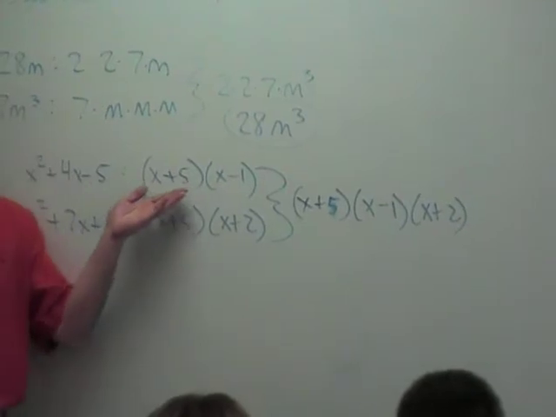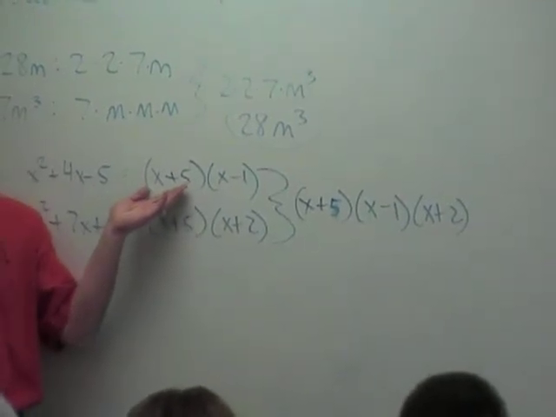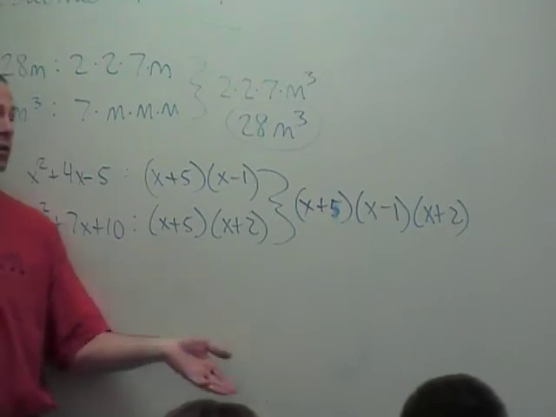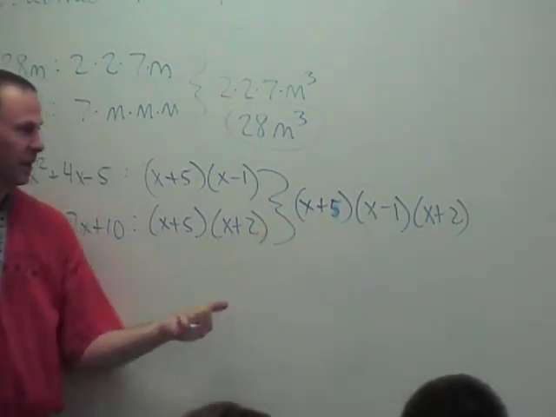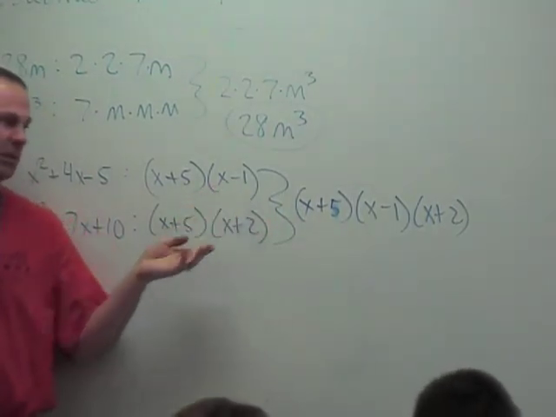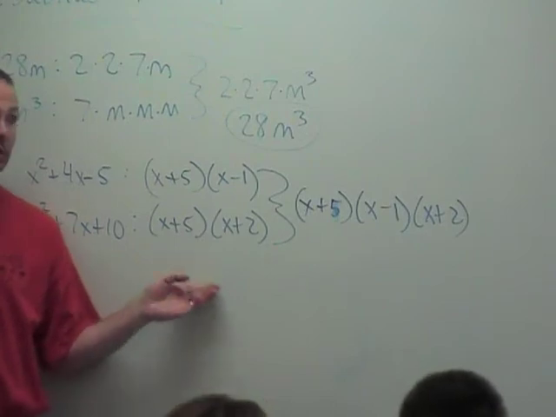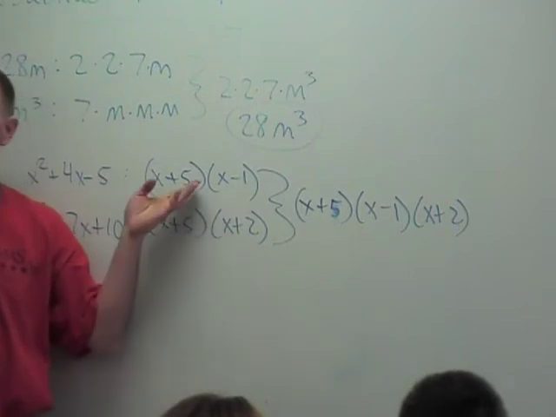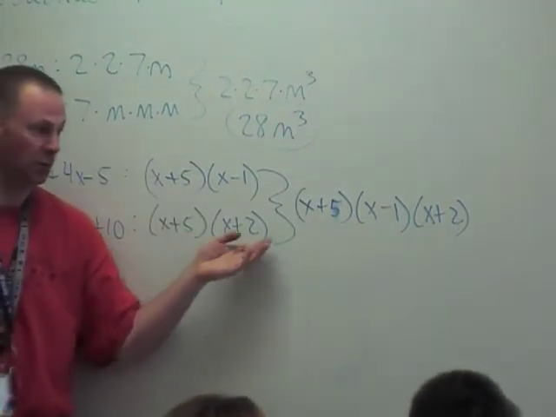Well, you have an x plus 5 here. It's used one time in this number. It's used once here, so you're going to use it once here. x minus 1 is used once here, zero times here. At most, it's used once, so you put it down here one time. x plus 2 is used once here, zero times there. At most once, you put it in.